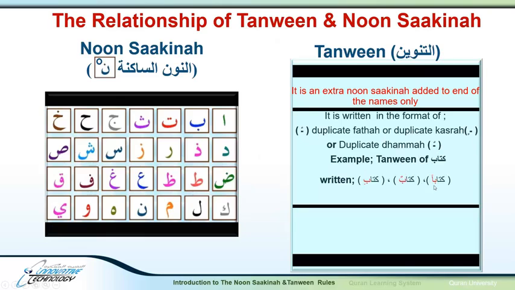And the example is as we see here for the word kitab. Kitab is a book. Now a book with Tanween fatḥ, kitaban, or kitabun, Tanween dhamm, or kitabin, Tanween with kasr: duplicate fatḥa, duplicate dhamma, duplicate kasra. And it is pronounced like this: kitaban, kitabun, kitabin. So basically, after the word kitab, there's a Nun Sakinah with a fatha on the last letter of kitab, and that's Tanween fatha.